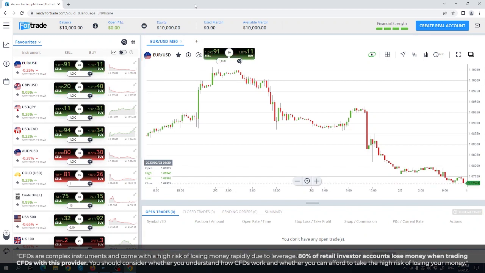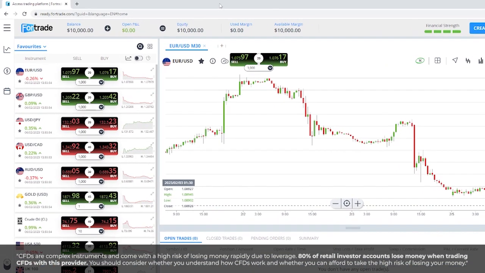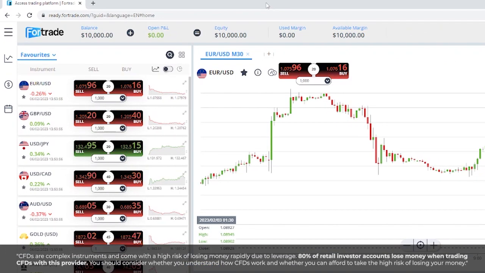Right now we are in practice mode, and you would have 10,000 virtual dollars, euros or British pounds to trade with in a real-life trading environment. This is your account balance. Next to this you can see open P&L, equity, and then used margin. By clicking on any of these buttons, you can bring up the account overview section.